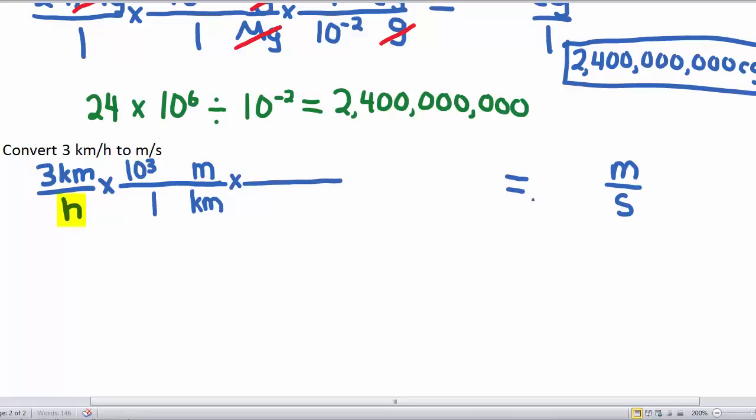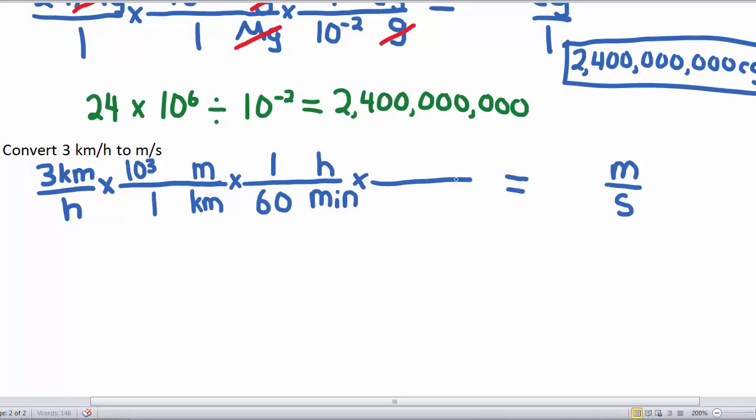Now I've got hours on the bottom, but I want seconds on the bottom. I don't know exactly off the top of my head how many hours are in a second or how many seconds are in an hour. So I'm going to take a middle step, kind of like we did in the previous problem, and go to minutes first. If I want to cancel out hours, I need it on the bottom and the top. Here it's on the bottom. Up here I'm going to put it on the top. And I'm going to go to minutes. And I know that 1 hour is exactly the same thing as 60 minutes. So this conversion factor is equal to 1, as they all should be.